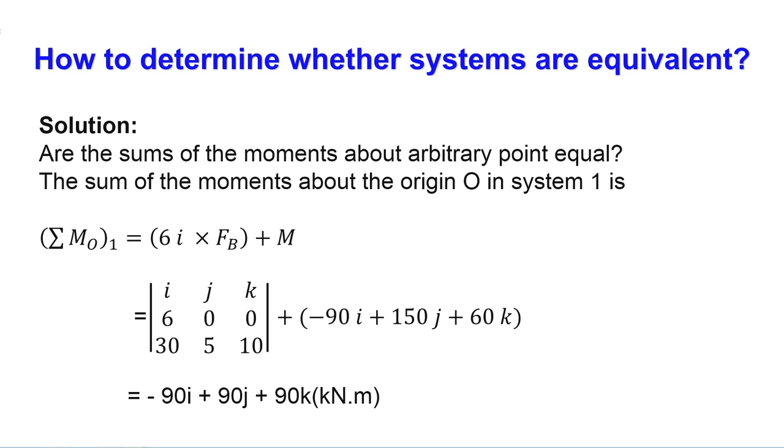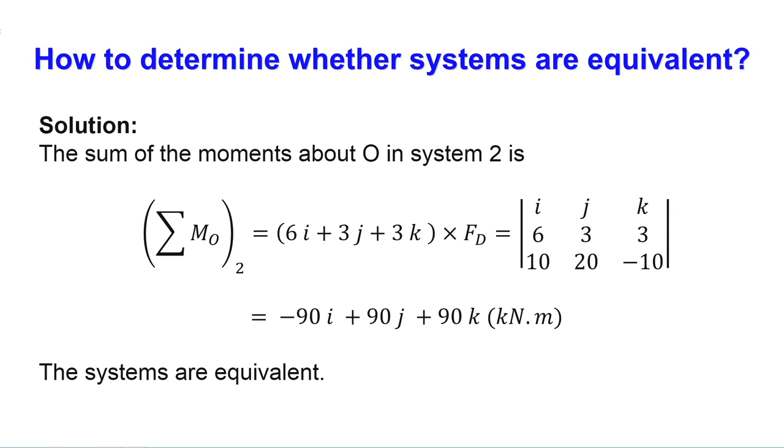So, we find the sum of moments for system 1, sigma M1. Here it is 6i cross FB plus M, which is given. If we put in those values, for 6i only the i component is 6 and the j and k components are 0. This is the position vector's components, and 35, 10 are the components of the FB force. M is already given at the beginning of the problem. From this we can find the sum of the moments for system 1. Next we go to system 2.